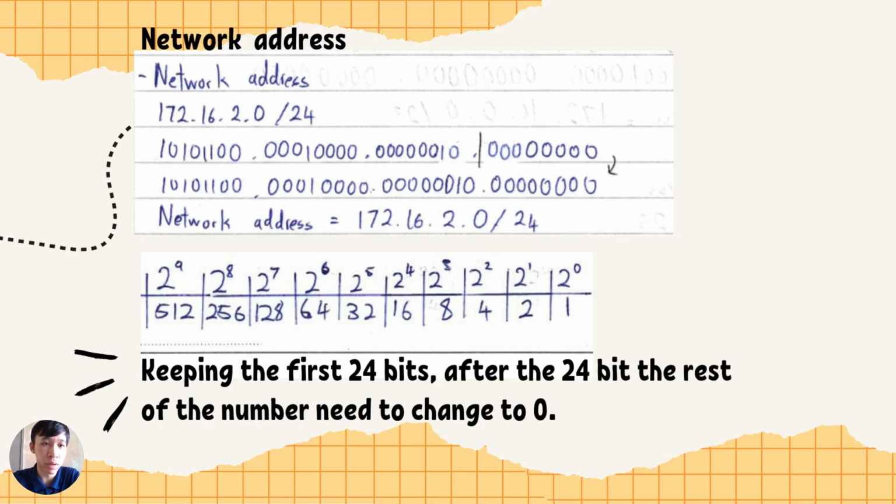Next, the network address. Same as before, we convert it to binary first. Because the prefix length is 24, we keep the first 24 bits, and after the 24 bits, the rest of the bits change to 0. So the network address for this subnet will be 172.16.2.0 with a slash 24 prefix length.